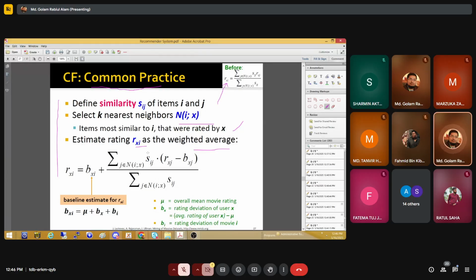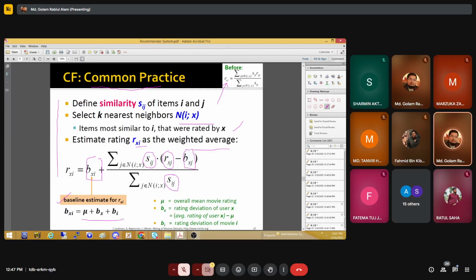So here is also the same thing. You can say this is S of ij, and this is the summation of S of ij times the rating of x over j. But the new thing is this one. This is called the baseline estimation of i, and here is the baseline estimation for j.